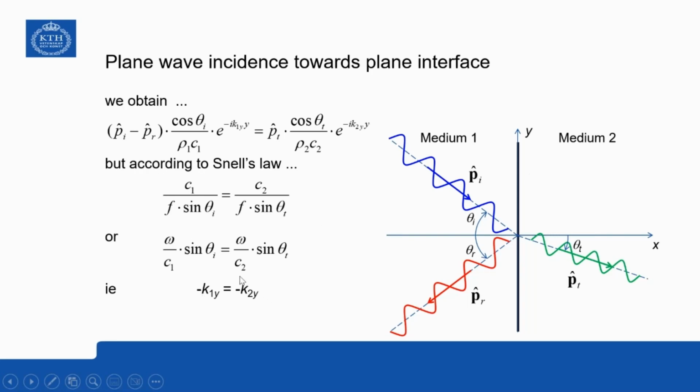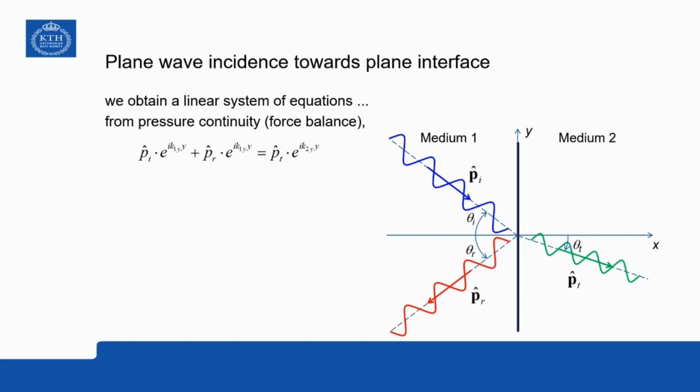So this is in fact the boundary condition that we used in order to derive Snell's law before. So this means now that this factor here is identical to this factor, and we can simply cancel them out from the equation. So now we have the second equation actually. We already have one for the sound pressure amplitudes. So now we have two.